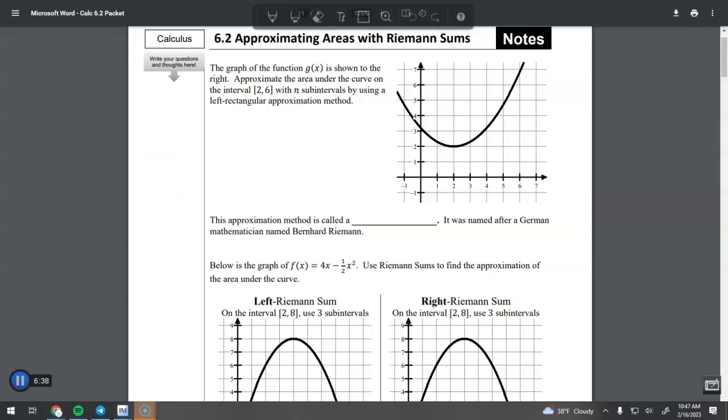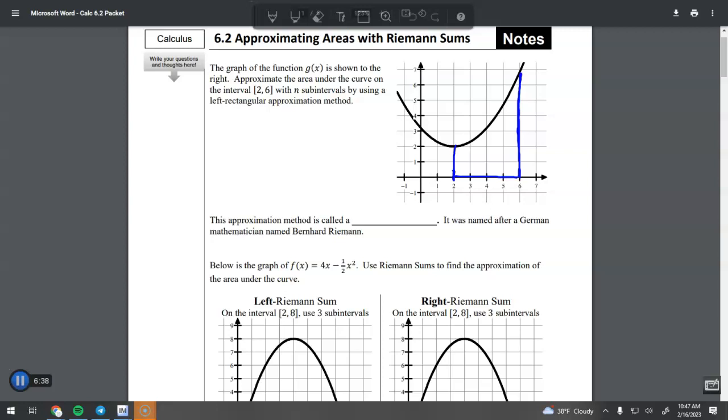Okay. So this question is asking me to approximate the area under the curve between 2 and 6. So I'm asked to estimate that area using the left rectangular approximation method. So there's 4 methods of doing this. There's left hand and right hand.